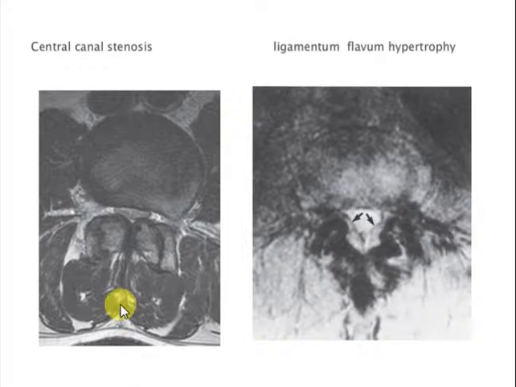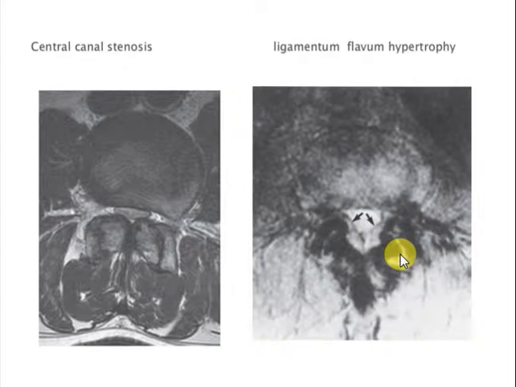For example, you can see here there is obviously bilateral facet joint hypertrophy, facet joint disease, with buckling or hypertrophy of the ligamentum flavum, while the disc protrusion is not that significant, but the combination of the three abnormalities resulted in severe central canal stenosis. Again, here you can see ligamentum flavum hypertrophy causing spinal canal stenosis.